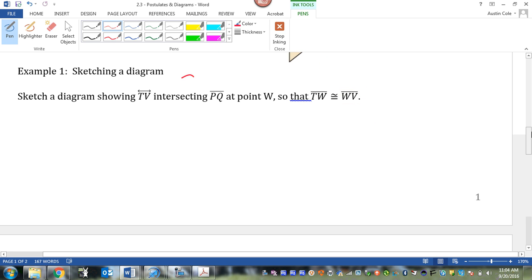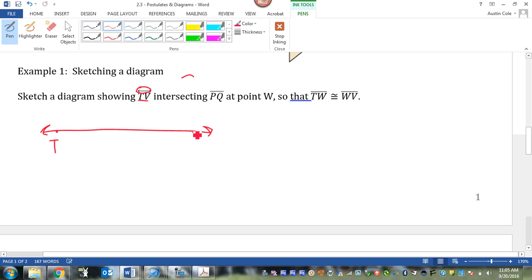Okay, sketching a diagram. So, you want to sketch a diagram showing TB intersecting PQ at point W, so that TW is congruent to WV. That's a lot of math. Let's break it down. What's TB? A line. Thank you. You know it's a line because it has a double arrow above it, right? So we have a line.